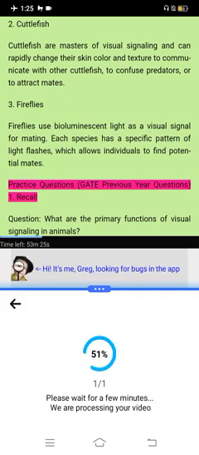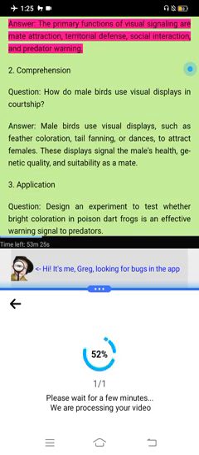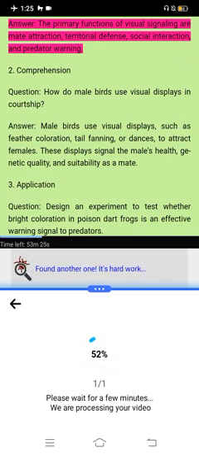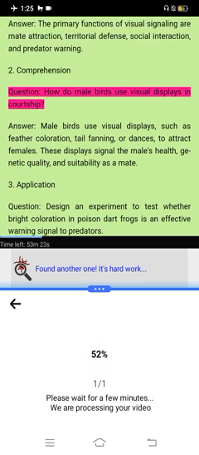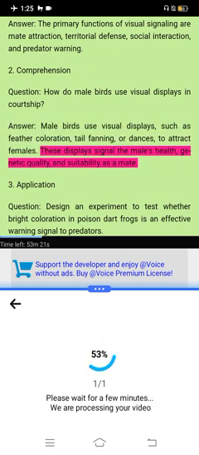Practice questions. GATE previous year questions. 1. Recall. Question. What are the primary functions of visual signaling in animals? Answer. The primary functions of visual signaling are mate attraction, territorial defense, social interaction, and predator warning. 2. Comprehension. Question. How do male birds use visual displays in courtship? Answer. Male birds use visual displays, such as feather coloration, tail fanning, or dances, to attract females. These displays signal the male's health, genetic quality, and suitability as a mate.